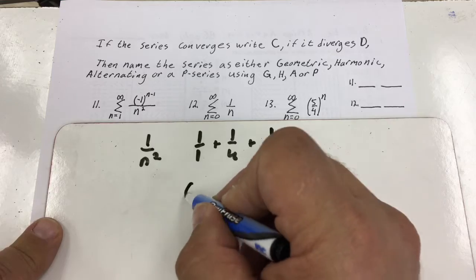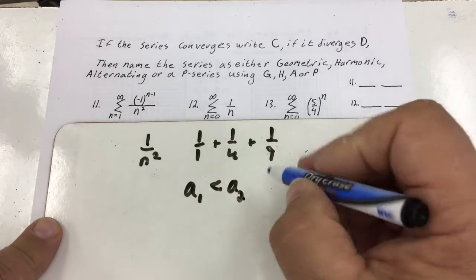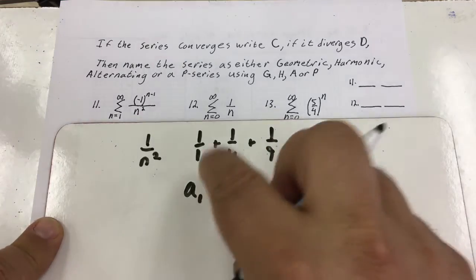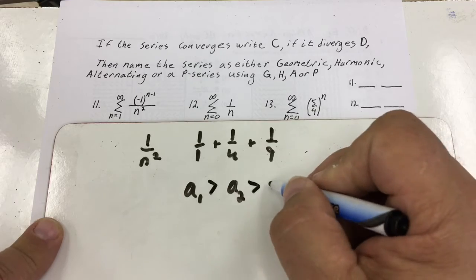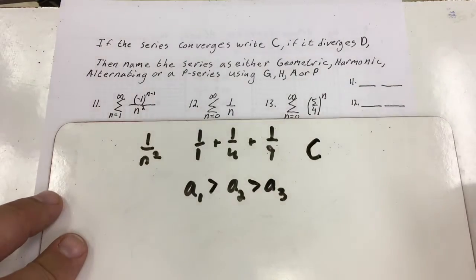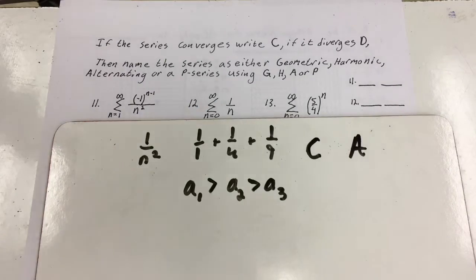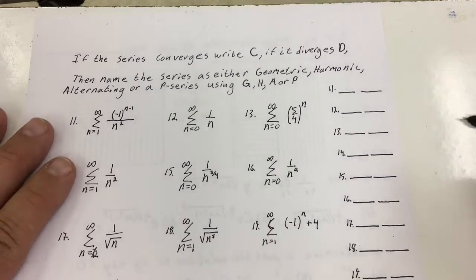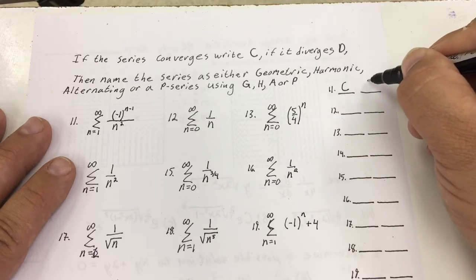And the second stipulation is that a sub 1 must be greater than a sub 2, greater than a sub 3. That means they're getting smaller as you go to the right. Therefore, it does converge, and it's an alternating series.